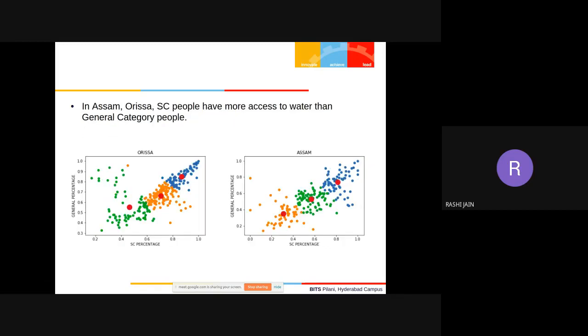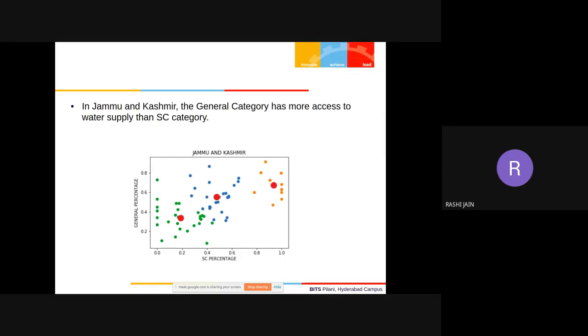For Assam and Orissa, we can see SC people have more access to drinking water than general category people, as for the same SC percentage covered, the general percentage covered value is lesser. In Jammu and Kashmir, we can see general category has more access to water supply, as the density of the cluster where SC percentage is high is low. Hence, we can say majorly points where general percentage water supply is more.